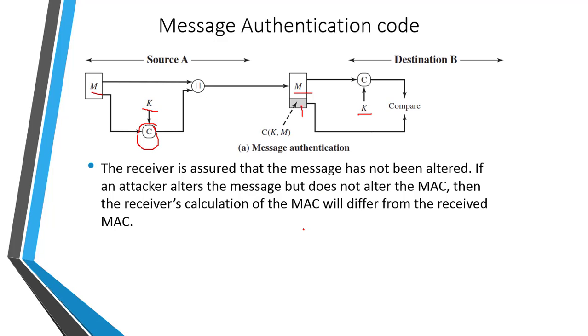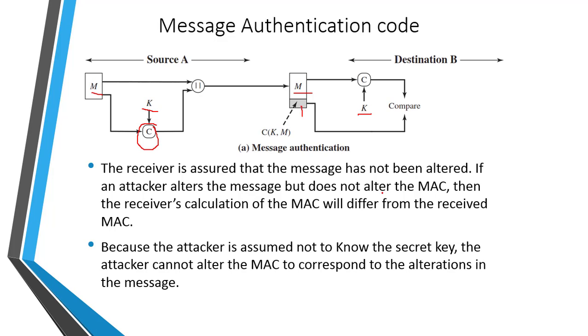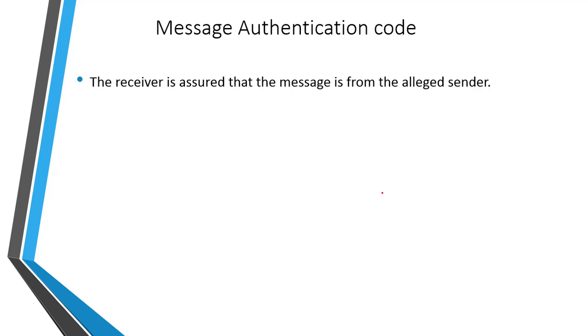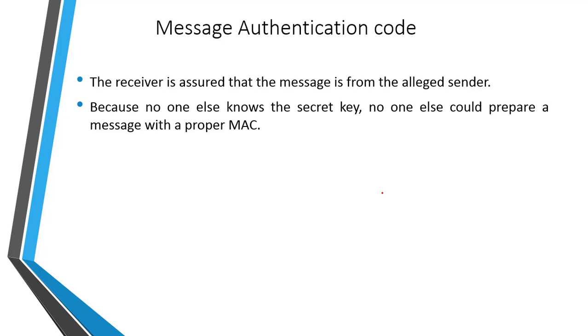So here the receiver is assured that the message has not been altered. If an attacker alters the message but does not alter the MAC, then the receiver's calculation of the MAC will differ from the appended, or the received, MAC. Because the attacker is assumed not to know the secret key, the attacker cannot alter the MAC to correspond to the alteration in the message. Here, the receiver is assured that the message is from the genuine sender because no one else knows the secret key other than the sender and the receiver.